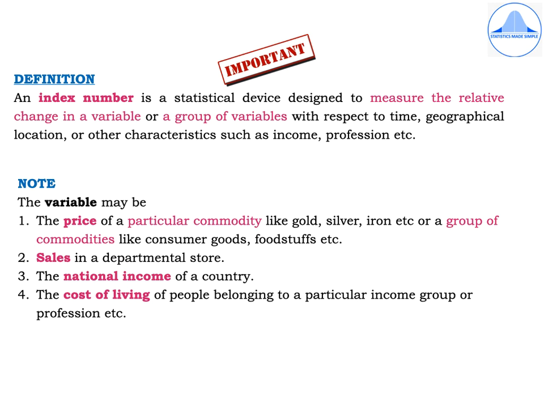Now learn the definition of an index number, which can be asked as a 1 or 2 marker. An index number is a statistical device designed to measure the relative change in a variable or a group of variables with respect to time, geographical location, or other characteristics such as income, profession, etc.